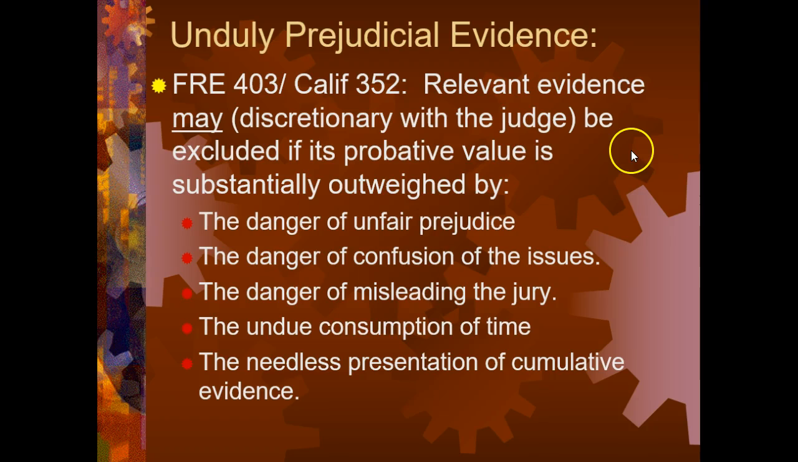Okay, so when we're looking at negative consequences, what are the things that will be weighed against probative value? Number one is danger of unfair prejudice. This is what I call the sliming evidence, which I talked about before. You can slime somebody with all sorts of stuff.